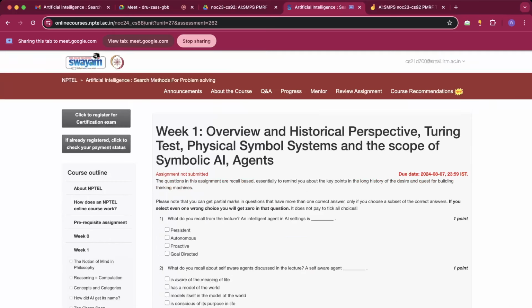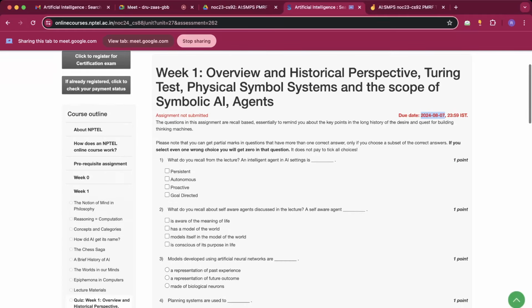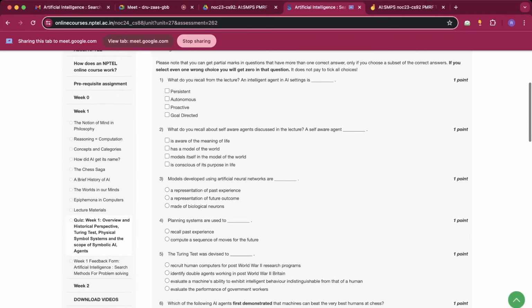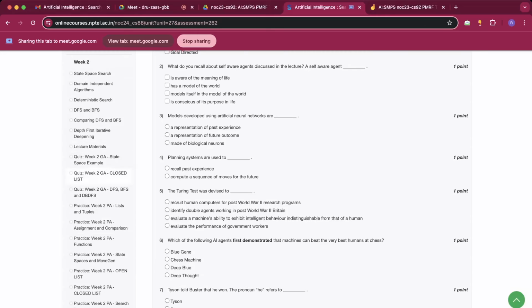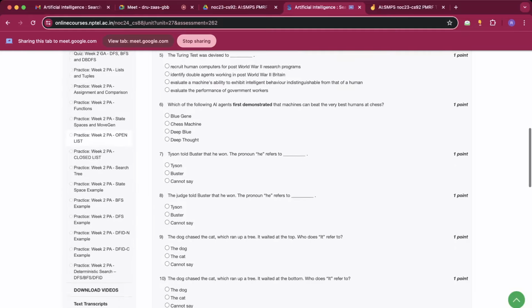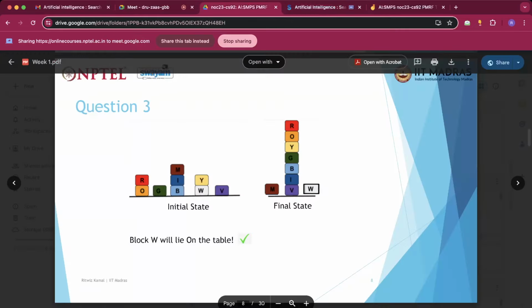When you go to this quiz over here, you will see a due date. For this one the due date is 2024-8/7, 23:59 IST. I suppose this is the 7th of August. So this is your due date for week 1. Similarly, you will have a due date for other assignments as well. You should check out that due date and make sure that you answer or submit.